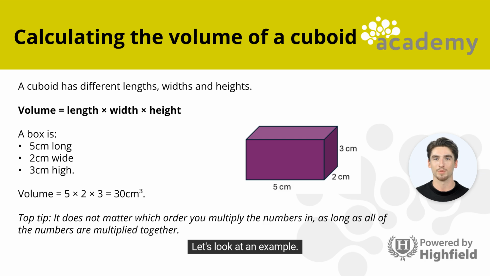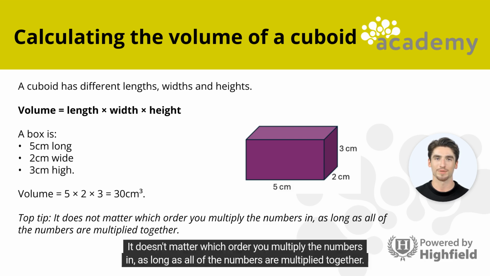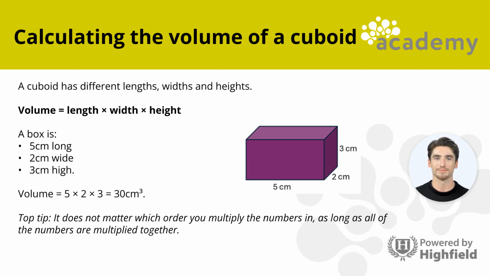Let's look at an example. A box is 5 centimeters long, 2 centimeters wide, and 3 centimeters high. Let's calculate the volume using the formula. Volume equals 5 multiplied by 2 multiplied by 3. This equals 30 centimeters cubed. It doesn't matter which order you multiply the numbers in, as long as all of the numbers are multiplied together.